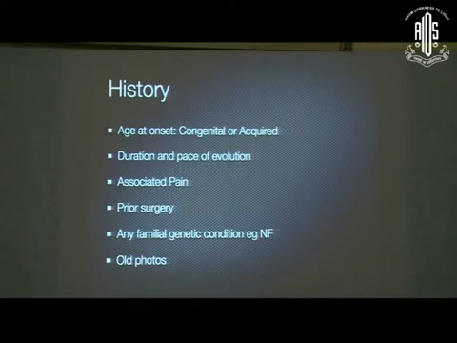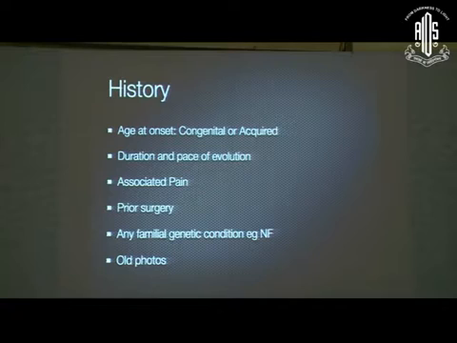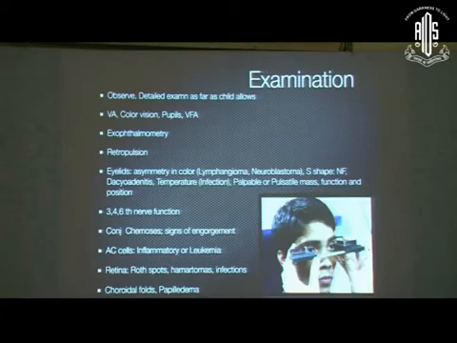Ask for associated pain. Pain may be because of neural infiltration of the tumor, probably because of the mass effect, probably because of inflammation. So you think more in terms of those things. Ask for any prior surgery. Ask for any familial genetic condition like neurofibroma. If there is a family history and there is a child with proptosis, then probably you start thinking in the direction that it could be something related to neurofibromas, and always try to look for old photos where things are not very clear on history.